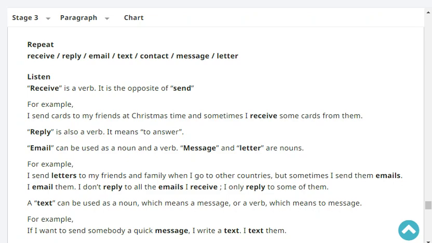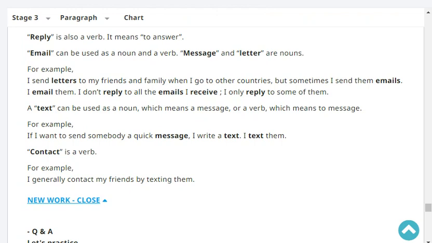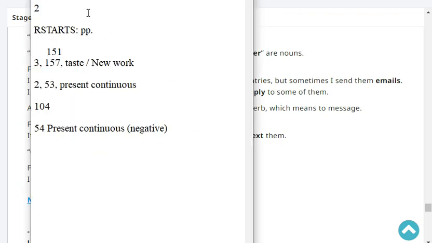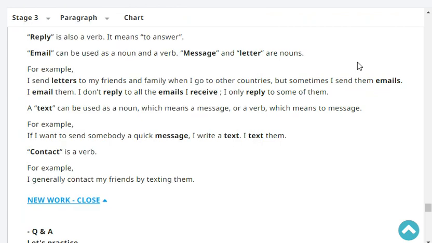Reply is also a verb. It means to answer. Email can be used as a noun and a verb. Message and letter are nouns. For example, I send letters to my friends and family when I go to other countries, but sometimes I send them emails. I email them. I don't reply to all the emails I receive. I only reply to some of them.